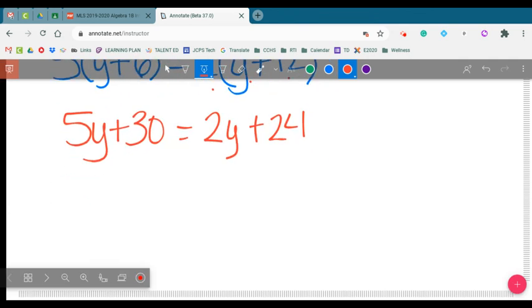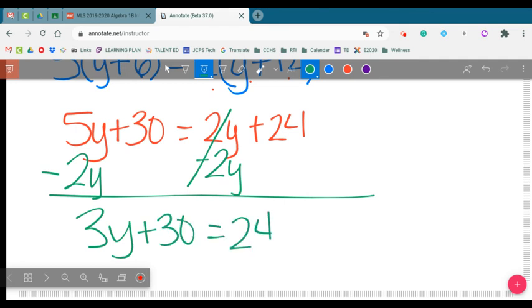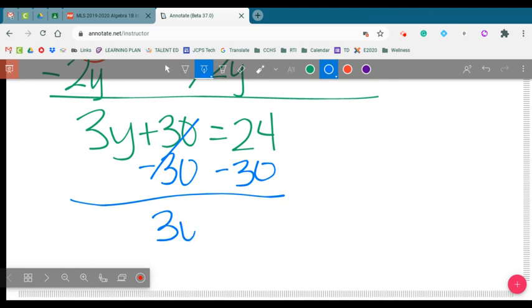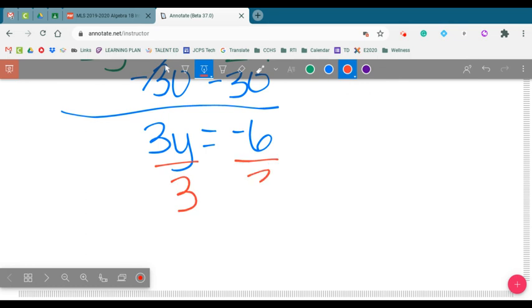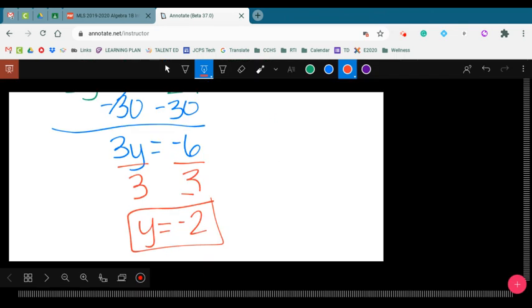So then our next step is to solve. Get your variable to the left side. You get 3y plus 30 equals 24. And then you want to move your 30 over. You get 3y equals negative 6. And then our last step is to divide by 3. And we get y equals negative 2. So that is what we're doing with cross multiplication. You have to do your butterfly or cross multiplication, do your parentheses, distribute, and then solve for your answer.